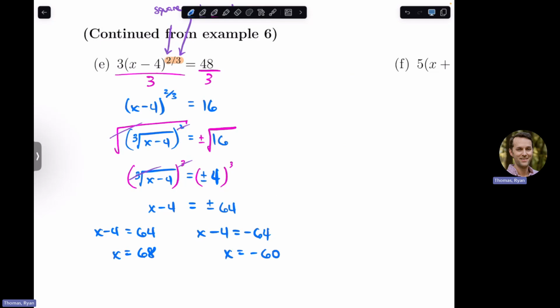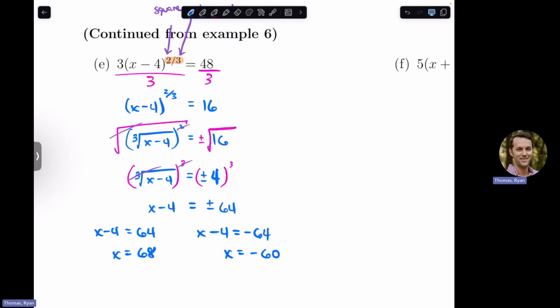So we took a square root of 16, then we cubed it, and we get 64. Again, because we decided to take a square root, we get a plus or minus. That would happen with square roots, 4th roots, 6th roots, but not odd ones, right? Odd ones don't do the same thing. And then solve these two things.